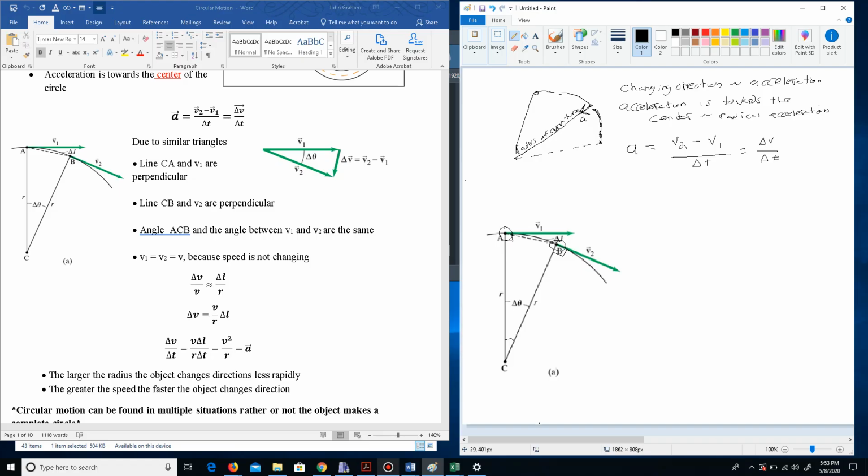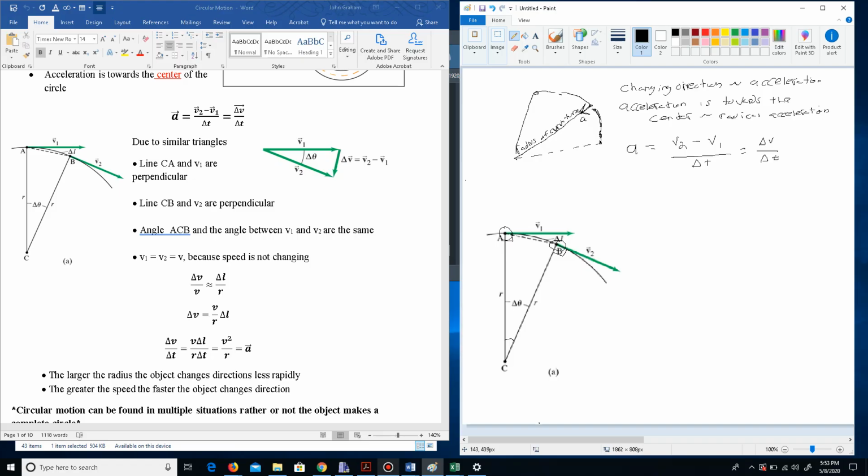Right? So since V is not changing, V1 equals V2, which equals V. Okay, and so the speed is not going to be changing itself, but this subtraction here still holds as part of this acceleration.